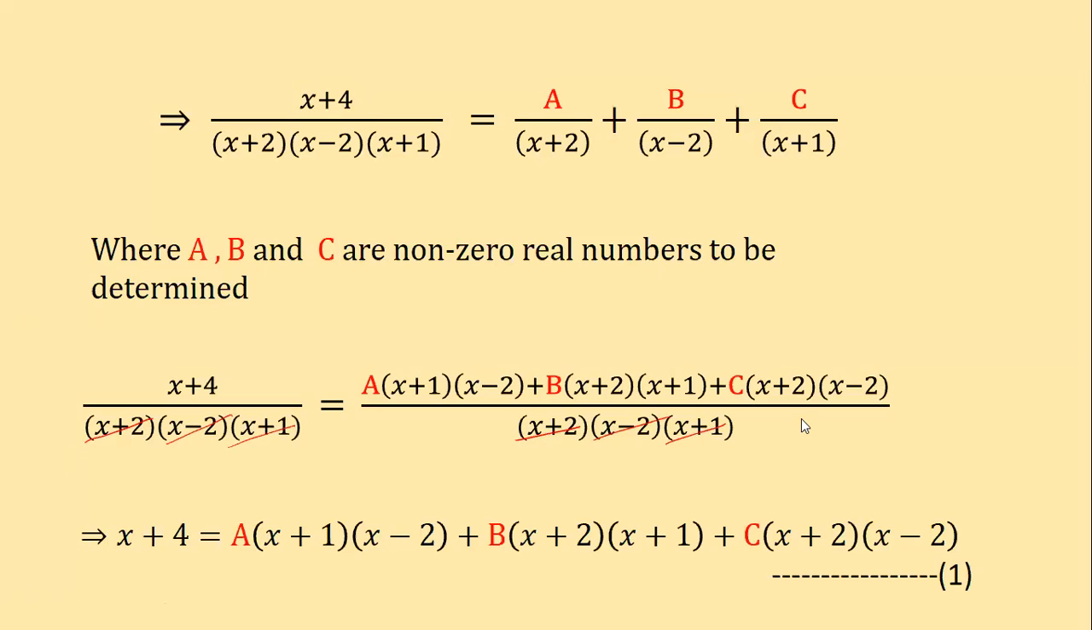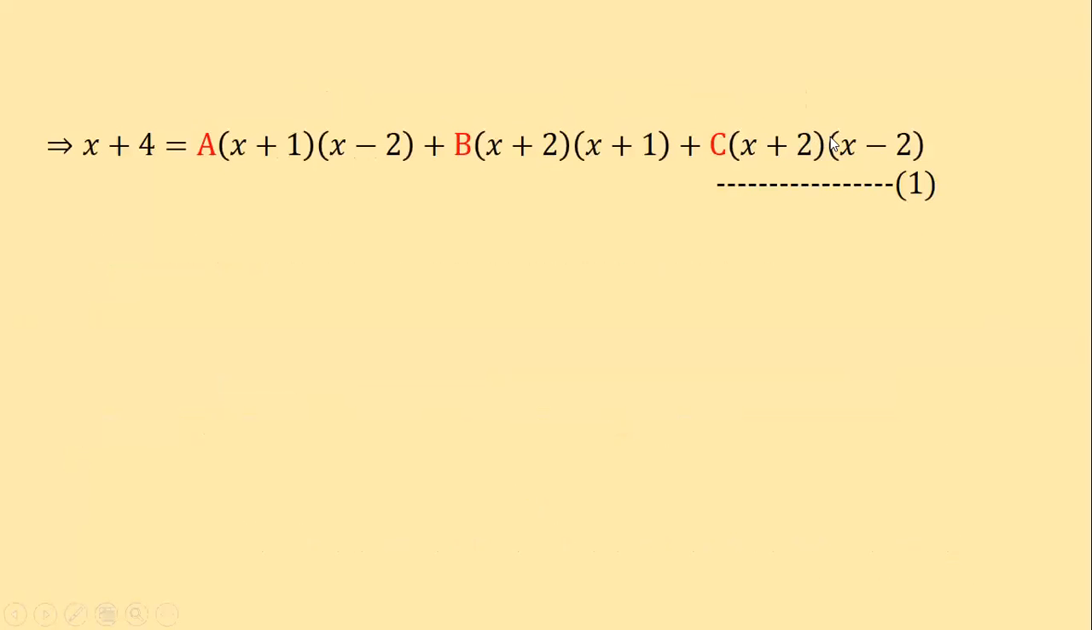Okay. Now what is left? x plus 4 is equal to a into (x plus 1) into (x minus 2) plus b into (x plus 2) into (x plus 1) plus c into (x plus 2) into (x minus 2), which is our equation number 1. Okay, this is our equation number 1. Now here, similar to the previous sum, we have to do the same thing. But instead of two constants, here we have three constants. Okay, only that difference is there. Rest of all, it is same.